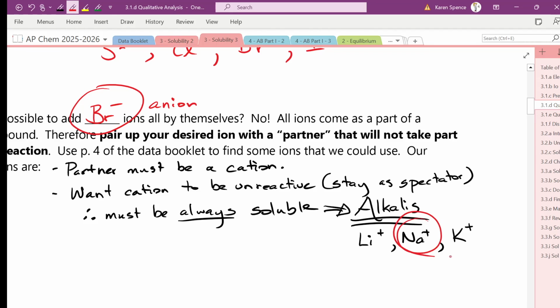And I would say anytime I need a cation to be the partner with an anion that I want to add, I would just always use sodium. Not that there's anything wrong with using potassium, but why complicate things, right? Always choose sodium. It's the most common. Sometimes I do have people suggest hydrogen and ammonium. Why not hydrogen and ammonium?